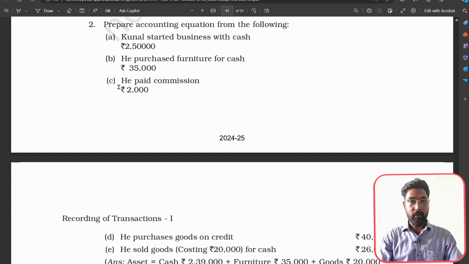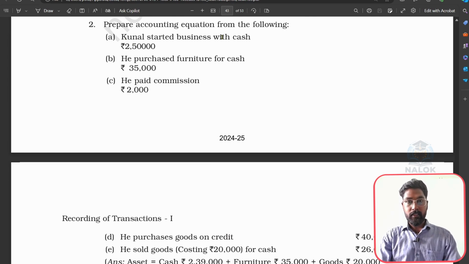In this video, we are going to solve the second sum from the chapter Recording of Transactions. So let's analyze what the second sum demands. Prepare an accounting equation from the following. They are asking us to prepare an accounting equation from the following transactions. Now let's analyze what all these transactions are.